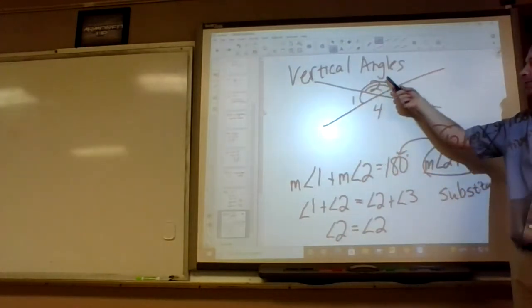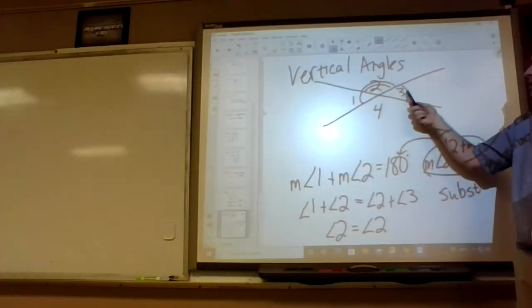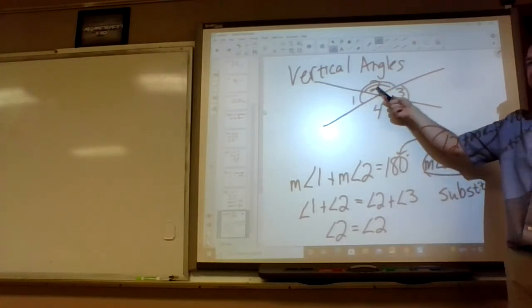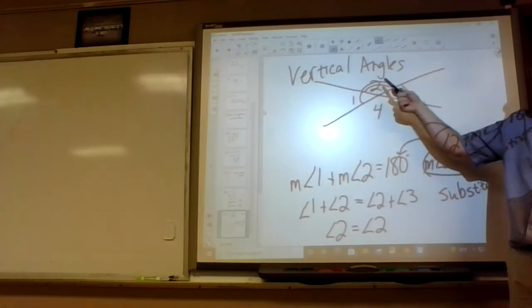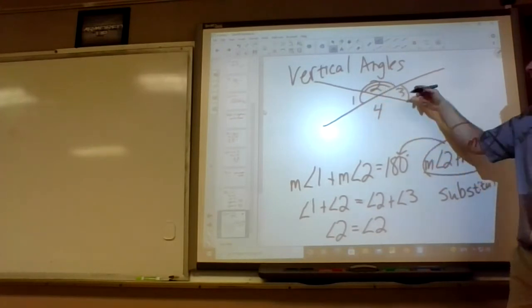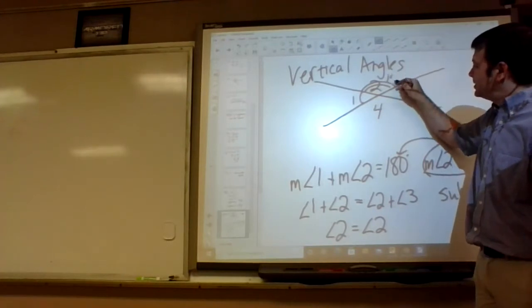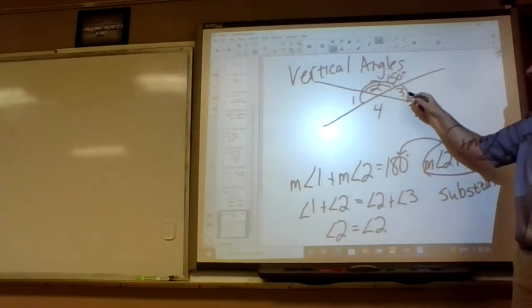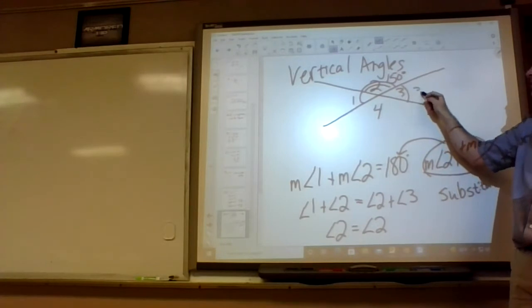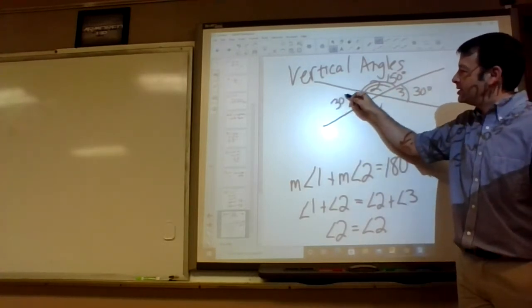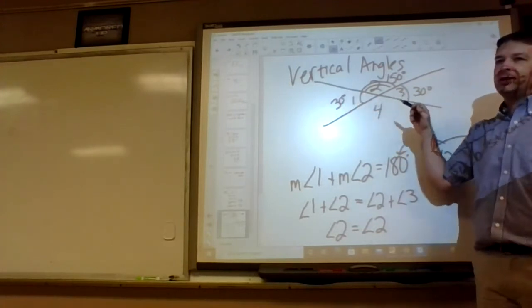I could do the same thing with 2 and 4. But basically, because 1 and 3 are supplementary to angle 2, they both have to be the same angle. Like if I knew angle 2 is about, I don't know, 150 degrees, and I know it has to add up to 180 with this, so this has to be 30. I know it has to add up to 180 with this, so this has to be 30. So anyway, those two have to be the same.